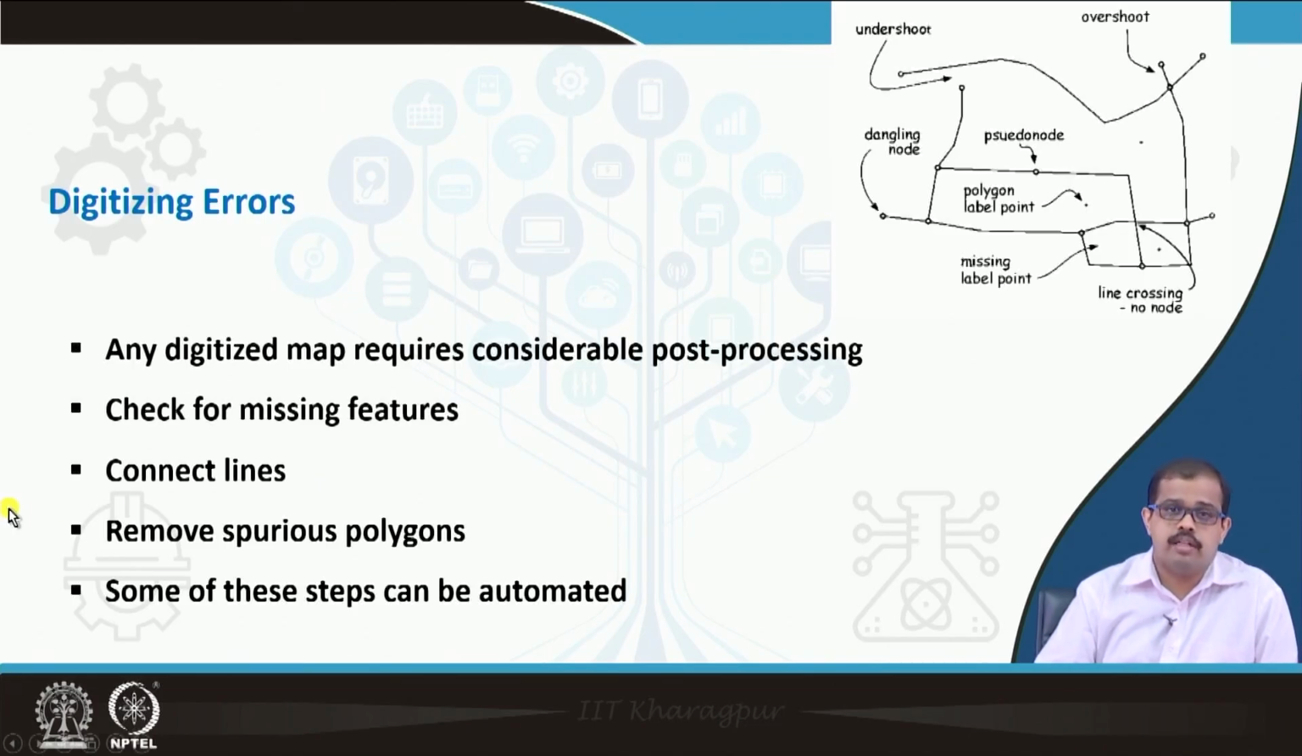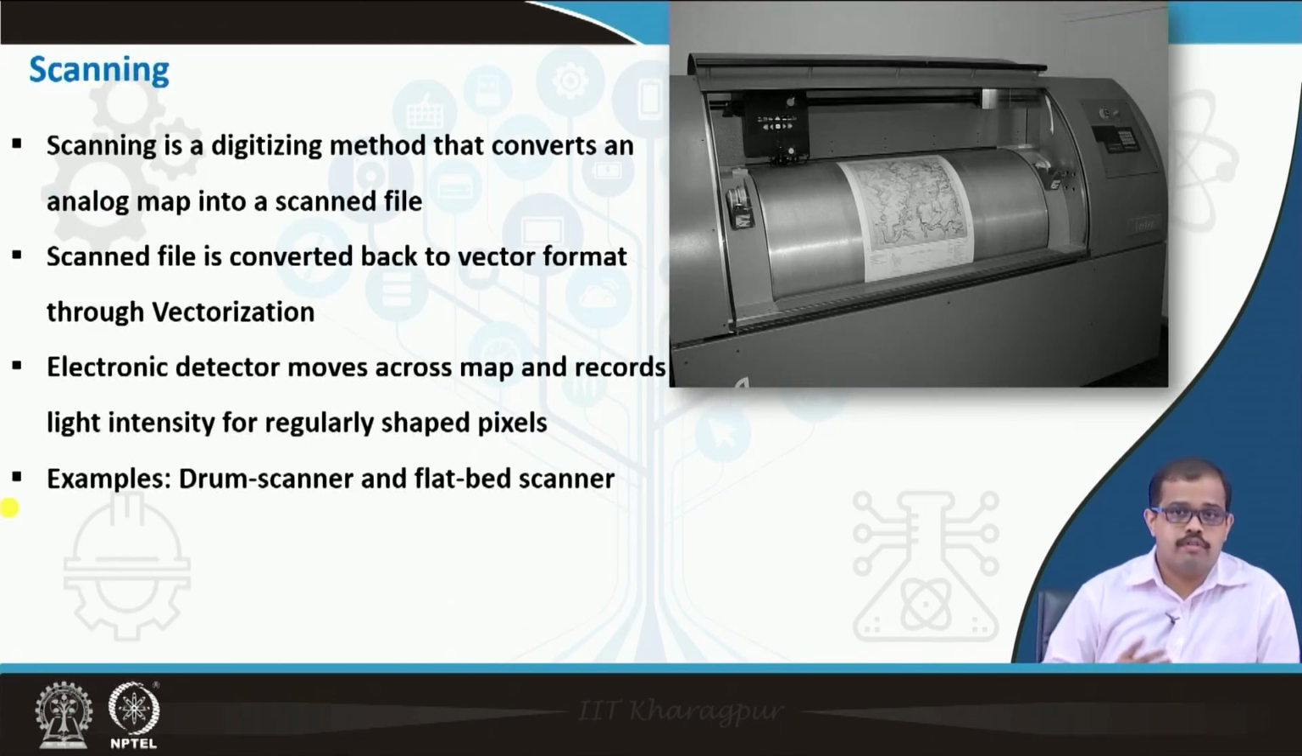Then you have removal of spurious polygons. This is also done by certain tools automatically, but have a secondary check so that you are sure that your data set is clean. Some of these steps can also be automated, but always have a look with a secondary way of looking.